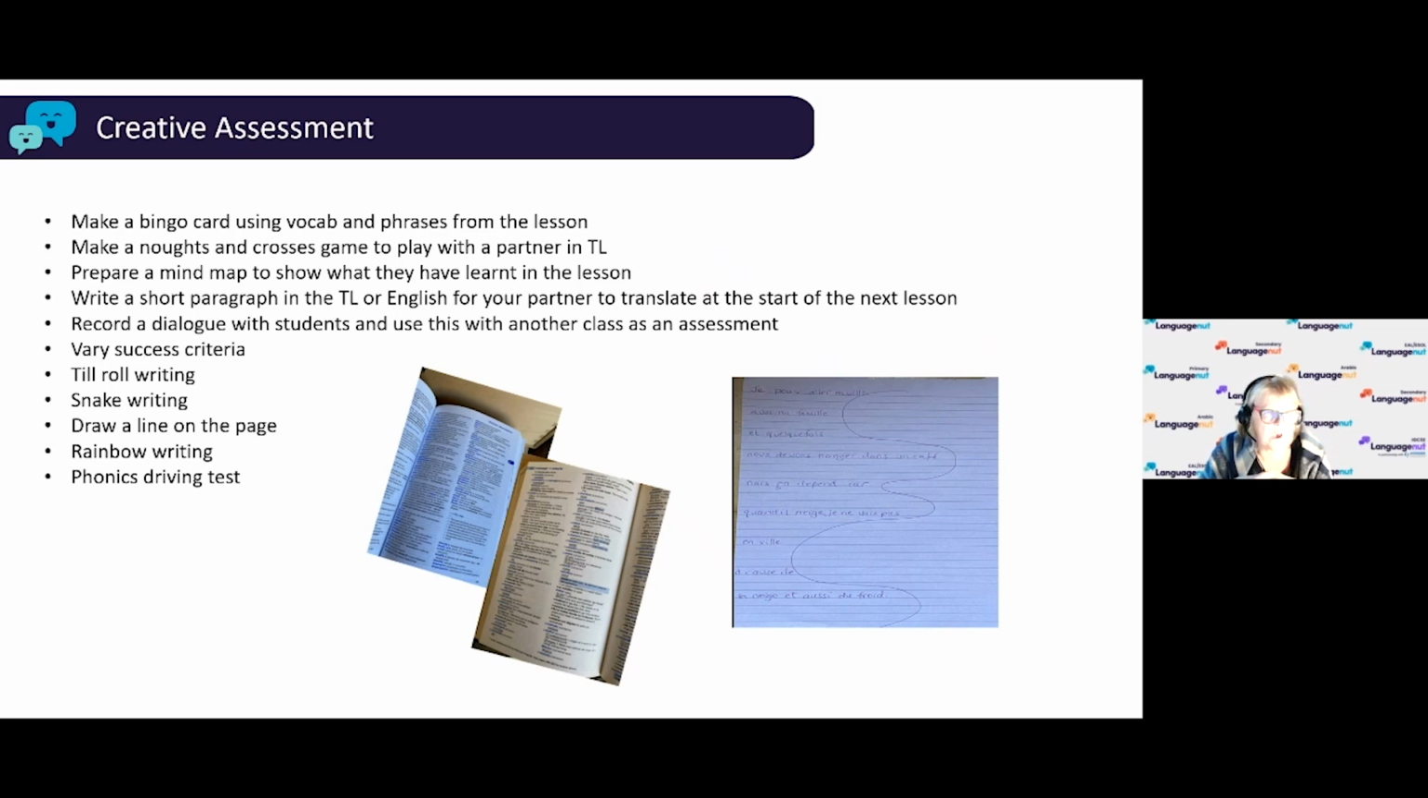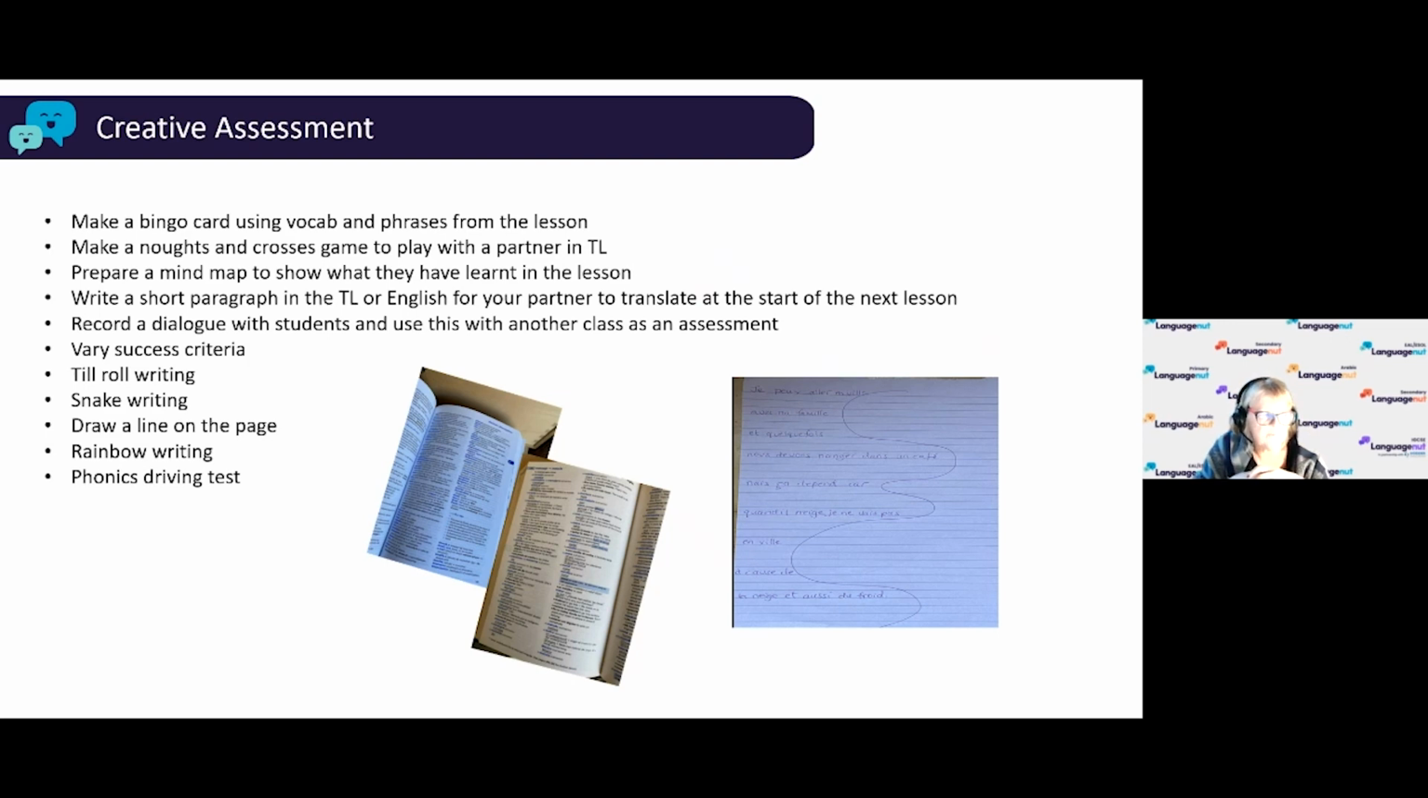They might again prepare a mind map to show what they've learnt. And again, they don't see that as an assessment. It's a drawing, a really nice thing to do. They could use colour, as I've talked about rainbow writing. I'll talk about that in a moment. And again, that's a really nice way of assessing them creatively, but they don't know they're being assessed.